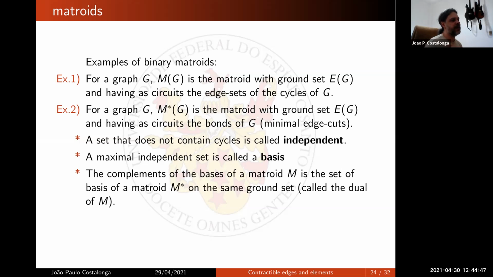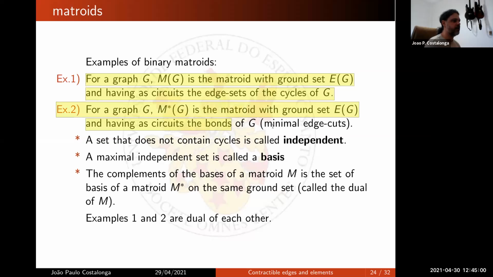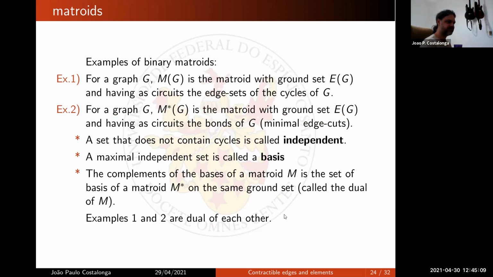And the complements of the bases of a matroid are the bases of another matroid that we call the dual matroid. Write it M star, with the same ground set. And these two examples are in particular duals of each other. I won't say why because I have no time here.